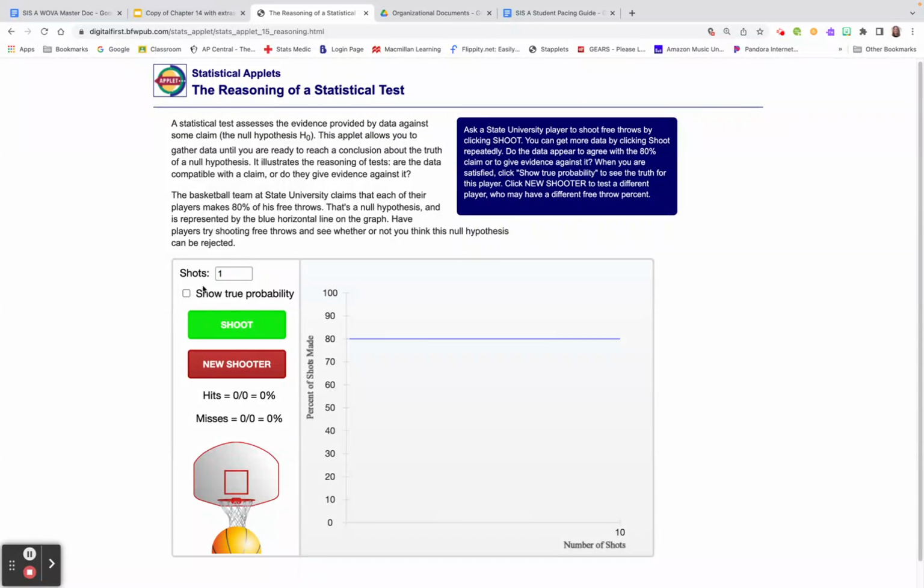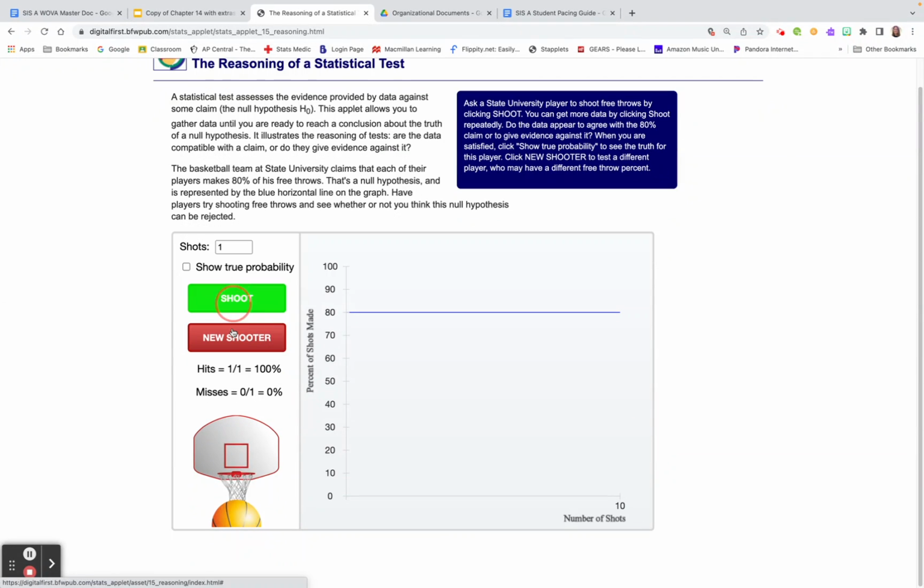Let me hide this a second here. All right, so we'll shoot the first time. And notice that I made that first shot, and so my percentage is currently at 100% because I'm 1 for 1. And it's hard to see on the graph, but we could put a little dot up here at 100%. Now I'm going to shoot a second time, and now I made that second shot, so now I'm 2 for 2, so I'm still at 100%.